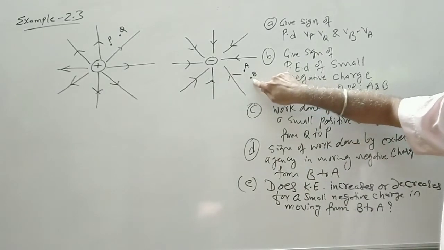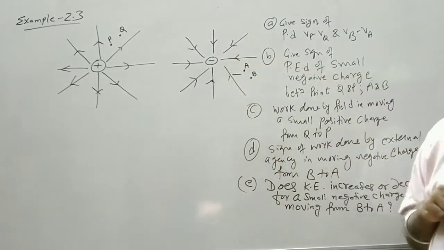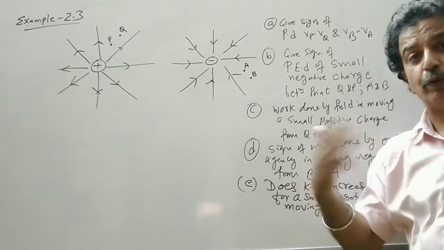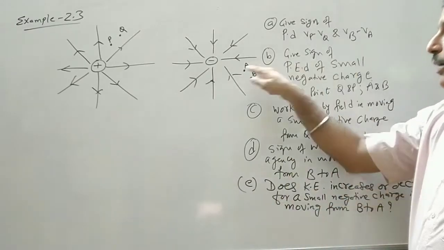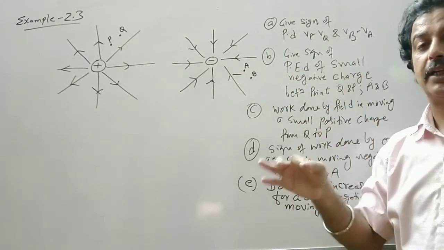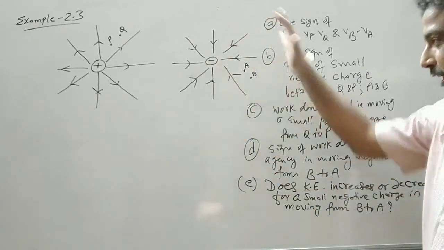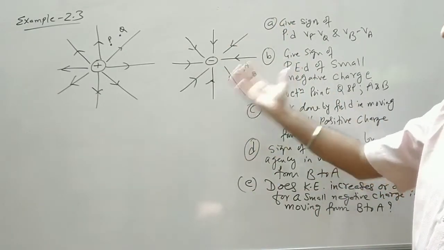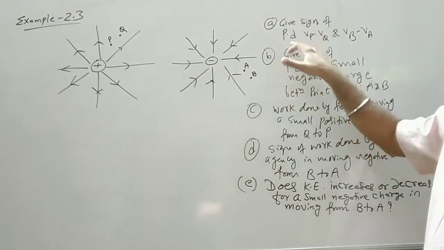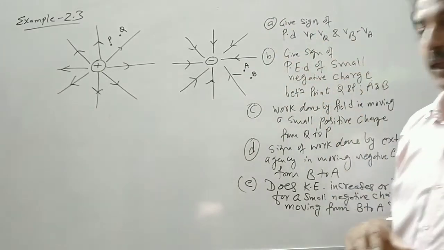If I discharge at B, it will reach up to A. So that is work done by the field. In between, if I have to stop it, then it is work done against the field. So by this, I can say Vp is greater than Vq and Vp is also greater than Va.